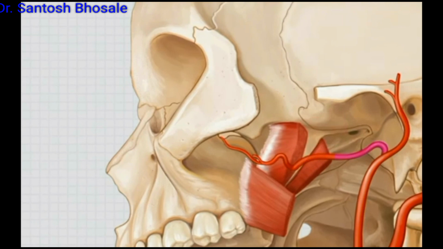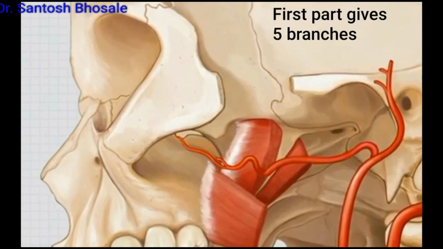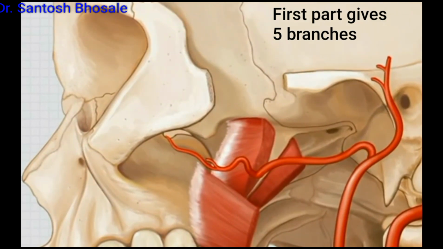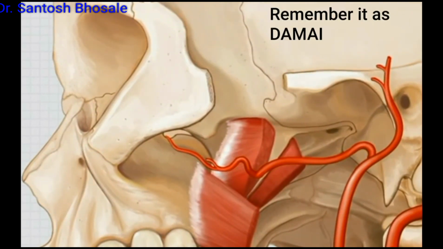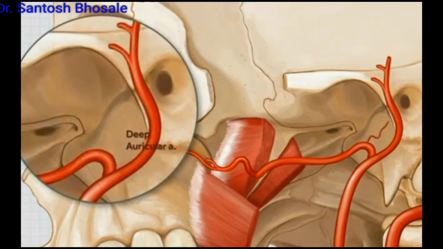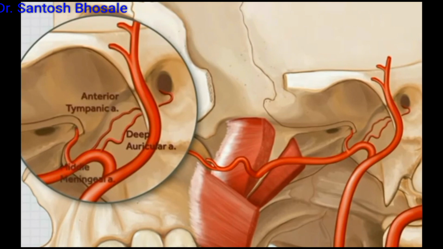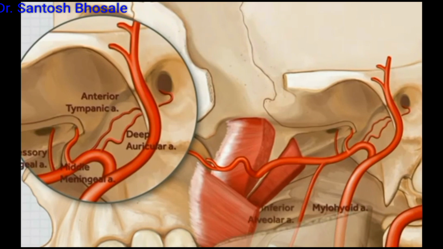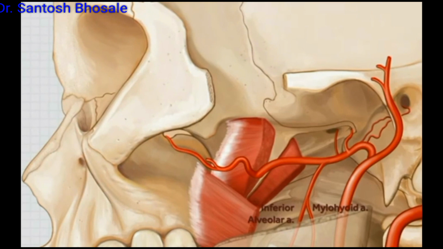And the lateral pterygoid divides it into 3 parts. The maxillary artery is divided by the lower end of the lateral pterygoid into 3 parts: mandibular, pterygoid, and pterygopalatine divisions, or first part, second part, and third part. The first part gives 5 branches. Remember them as DAMAI. You can see deep auricular, anterior tympanic, middle meningeal passing through foramen spinosum, accessory meningeal passing through foramen ovale, and inferior alveolar. So 5 branches, D-A-M-A-I, remember like that.